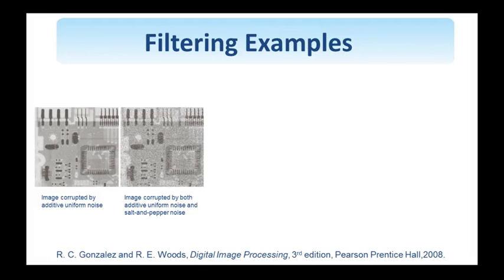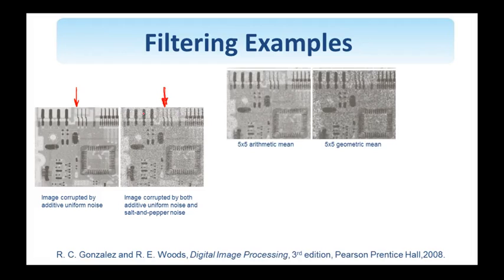Let's look at an example now where the image has been corrupted by two types of noise. So this circuit board image is corrupted by additive uniform noise, as shown here. And then on top of that, salt and pepper noise is added with the result shown here. So it's a 10% salt and pepper noise. So we want to apply some of the filters we just discussed to the image that has a combination of these two noises. And if we use an arithmetic mean filter, a 5x5, we obtain this result, while a 5x5 geometric provides this result.